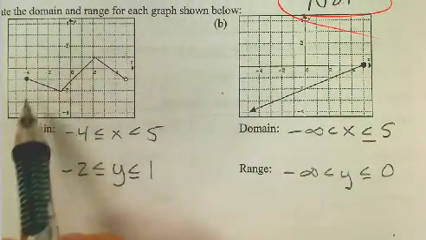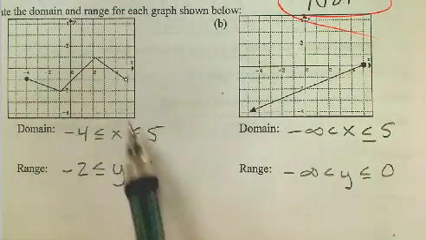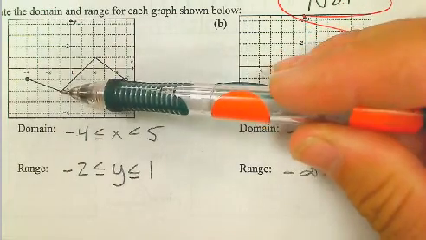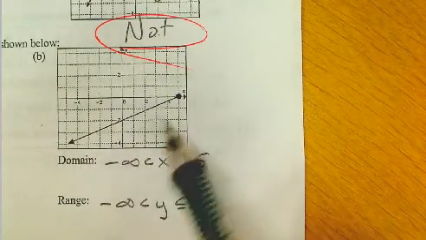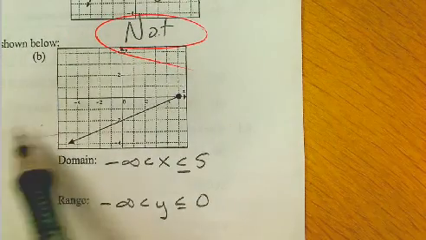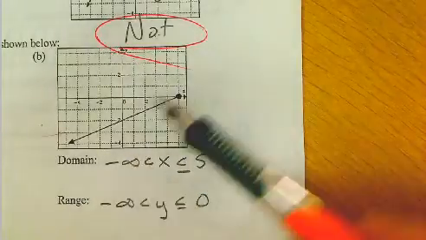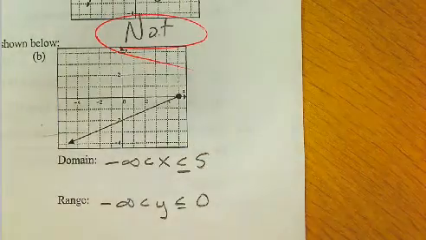Lowest value for my x is negative 4. My highest value for my x is 5, but it can't equal 5. My range is my y values. My lowest y value is here at negative 2. My highest y value is here at 1. And then negative infinity is my lowest x, and it goes all the way up to 5. And then 0 is my highest y, and my lowest is negative infinity.